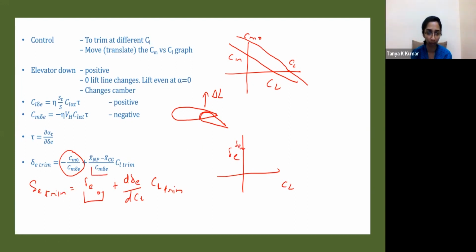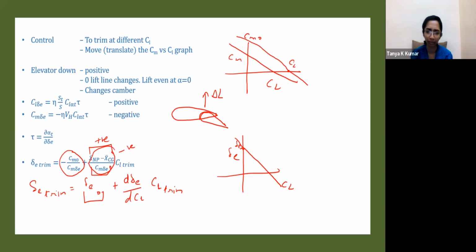What about the slope? This term, d delta E by dCL, is it positive or negative? Cm delta E is negative. What is this term in the numerator? It's the static margin. For a stable aircraft, is the static margin positive or negative? The static margin is positive. Isn't that right? So this alone is positive, and this entire thing would be negative. So your slope would be like this. So this is the delta E versus CL graph with a negative slope and a positive intercept.